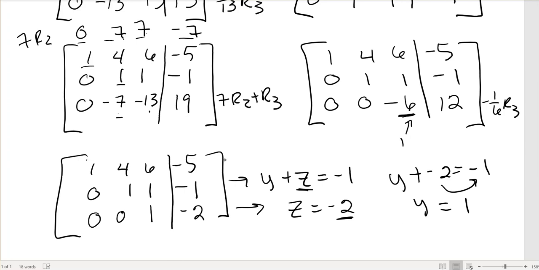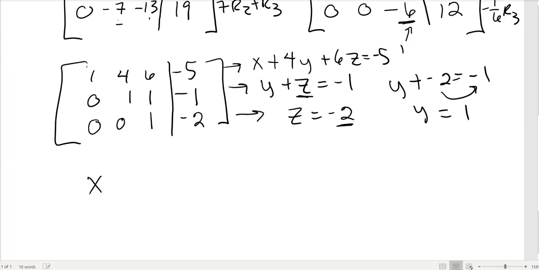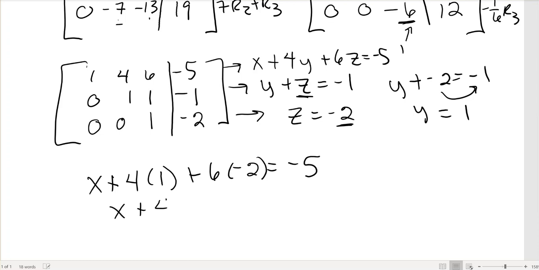Okay. Moving up a little more, this says X plus 4Y plus 6Z is negative 5. So this is that back substituting part. X I don't know. Y I just found out was 1. And Z we know is negative 2. Altogether that should give me negative 5. That says X plus 4 minus 12 is negative 5.